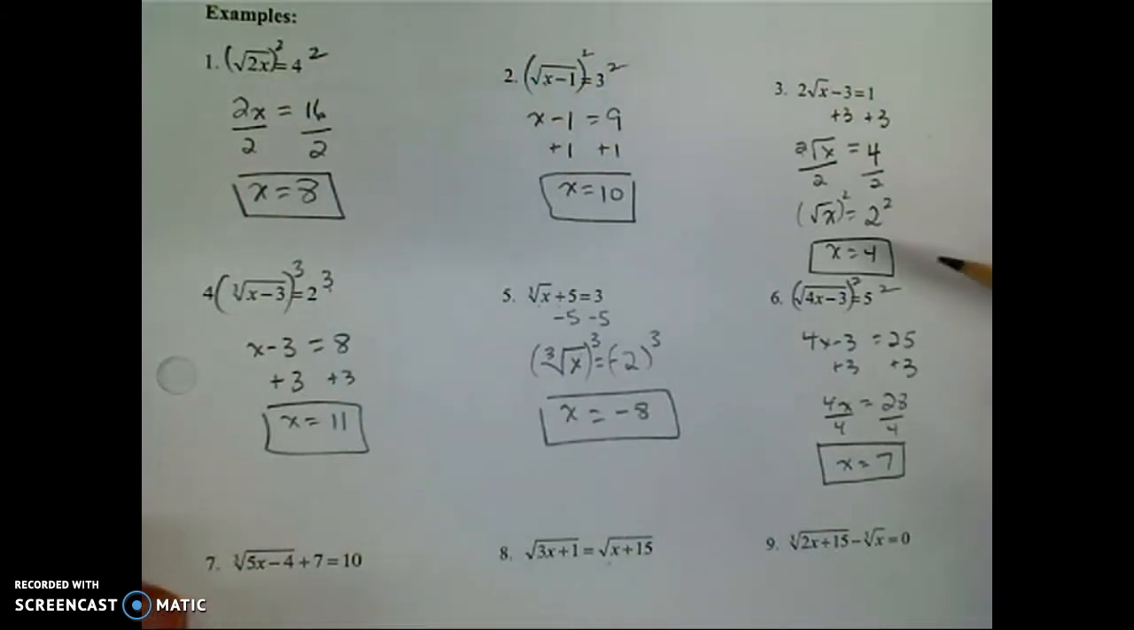So taking a look now at number 6, we squared both sides and we were left with the radicand on the left, 4x minus 3. 5 squared was 25. Now we've got a pretty straightforward two-step equation, which you're pretty well practiced in solving, and we find out that x equals 7.